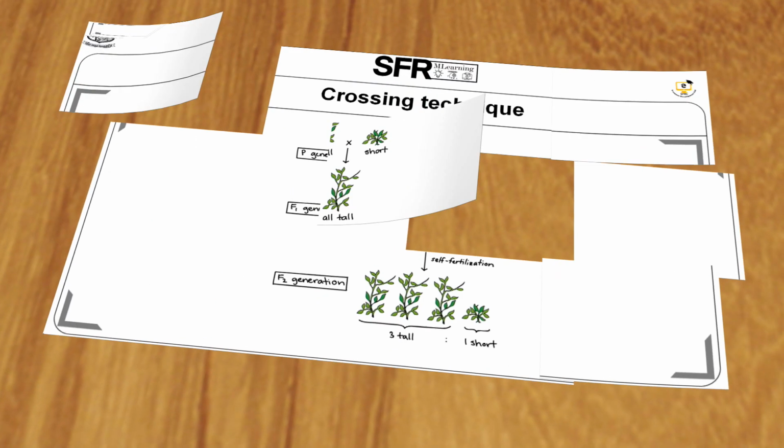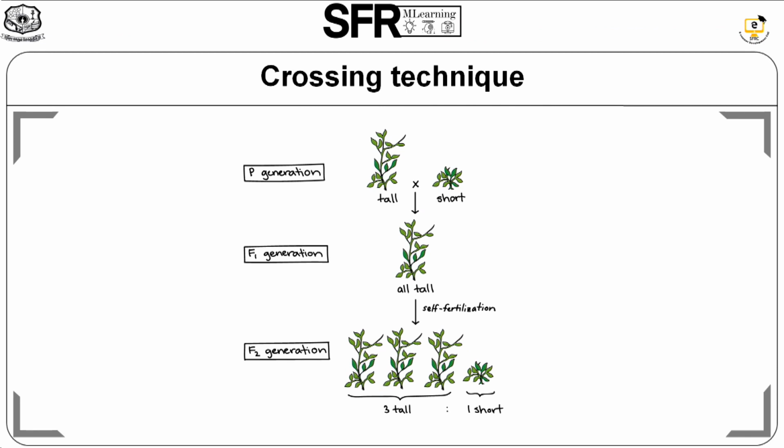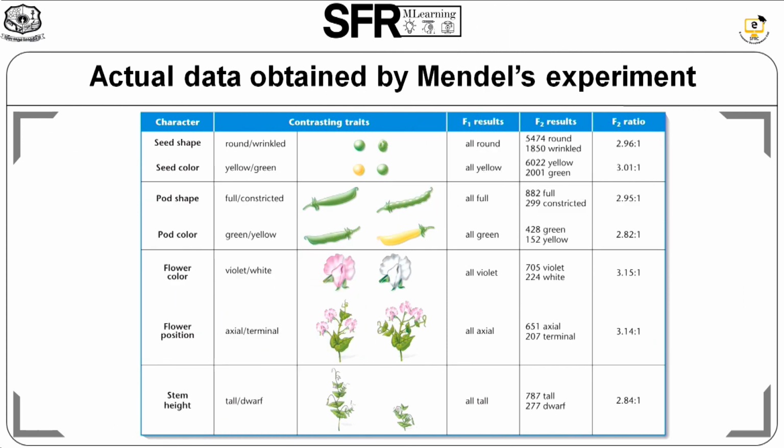So, this is how a tall plant is crossed with a dwarf plant. In the F1 generation, he got only tall plants, all tall plants, and when the tall plant is again self crossed, in the F2 generation, both tall and dwarf plants were obtained in the ratio of 3:1, which shows there is influence of the dominant and recessive characters. So, this is the actual data obtained by Mendel's experiment.